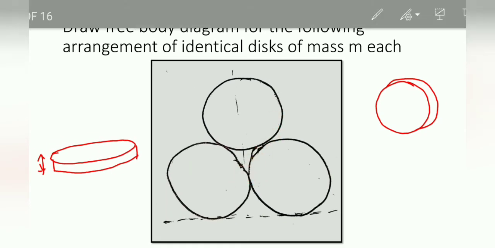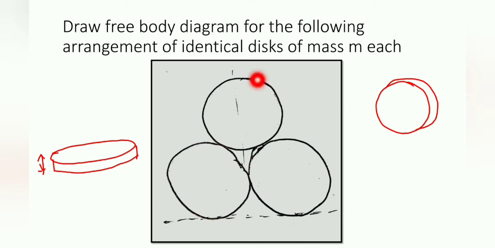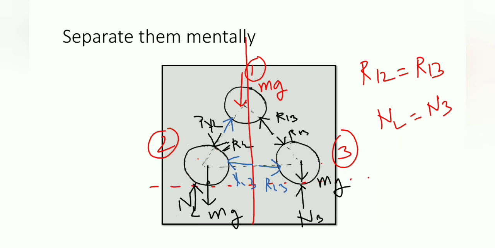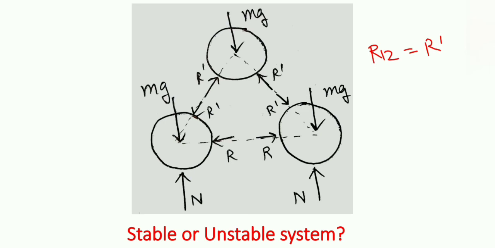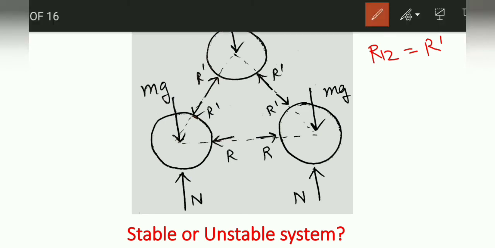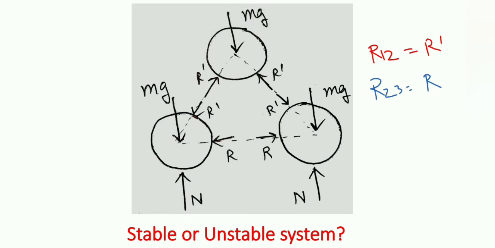So this is 1, this is 2, this is 3: R12, R13, R23, the 3 pairs of reaction forces. So R12 I have taken here as R dash and R23 I have taken here as R. So now this is our system.